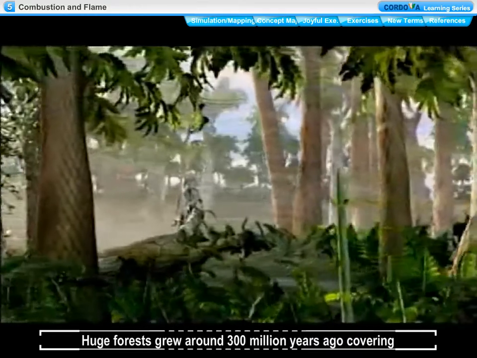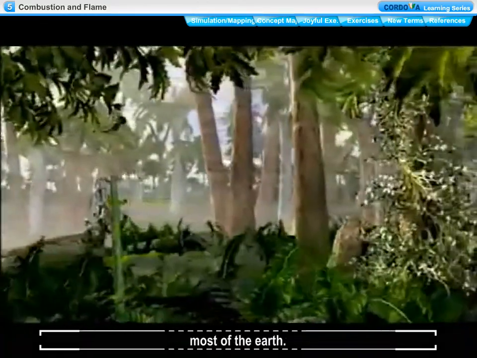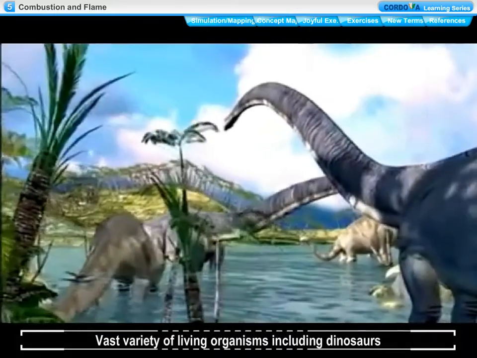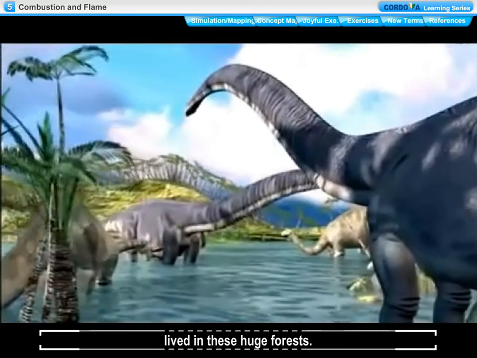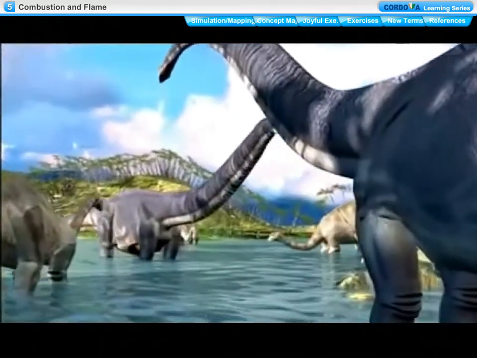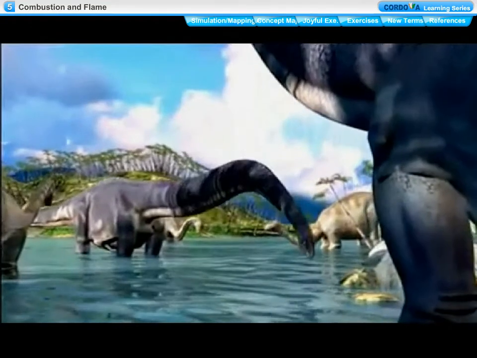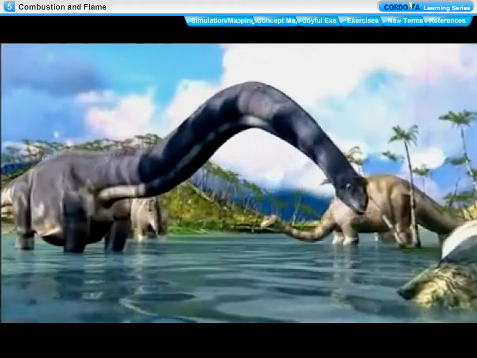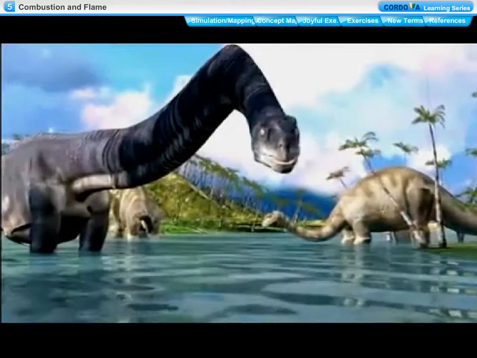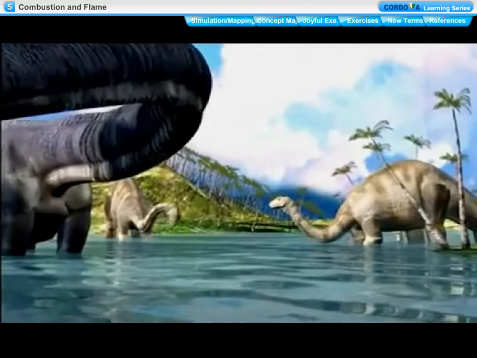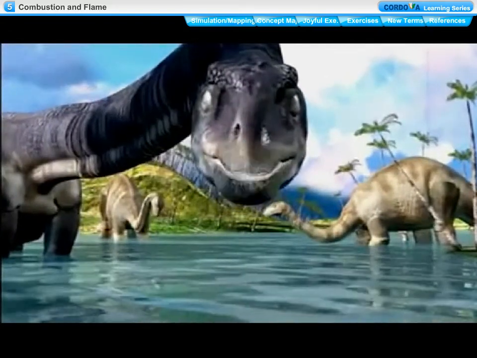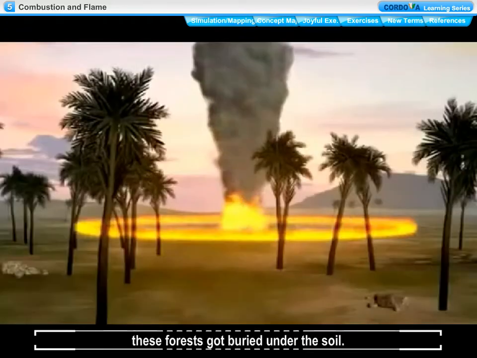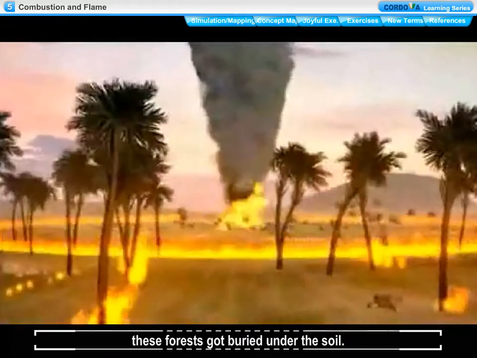Huge forests grew around 300 million years ago, covering most of the earth. A vast variety of living organisms, including dinosaurs, lived in these huge forests. Due to natural calamities like earthquakes and volcanoes, these forests got buried under the soil.